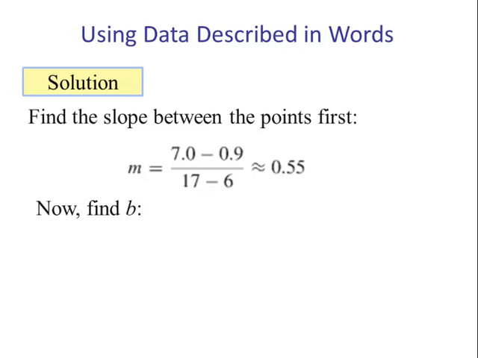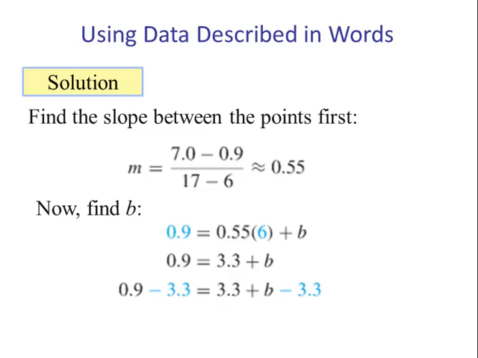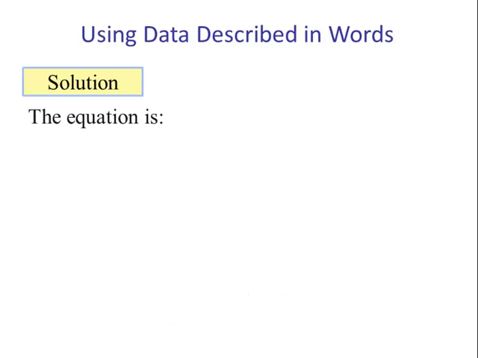Now we find b. So we use the point 6, 0.9. So we have y equals mx plus b. The y in this case is 0.9 equals our slope 0.55 times our x, which is 6, plus b. We multiply. So we now have 0.9 equals 3.3 plus b. Subtract 3.3 from both sides. We have b is equal to negative 2.4. So our equation becomes S equals 0.55 t minus 2.4.